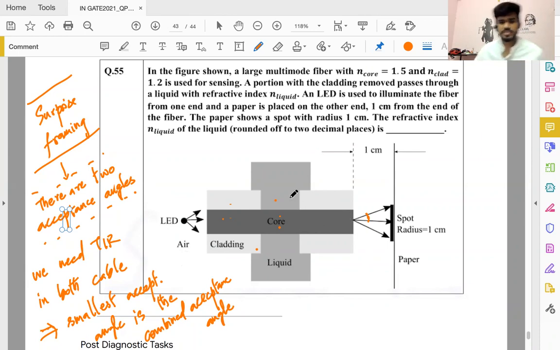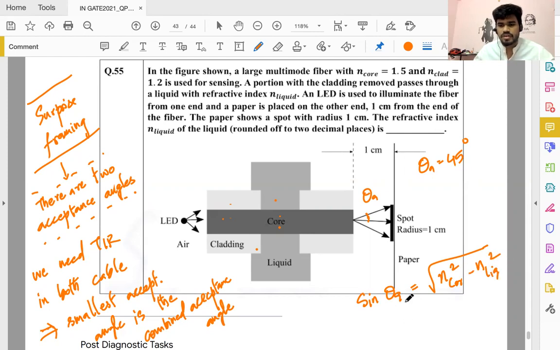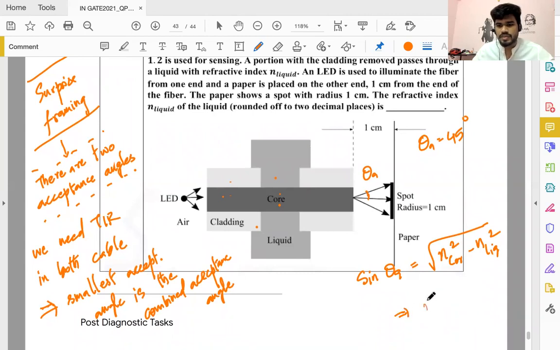Okay, so let's presume the core liquid interface gives the smallest. You notice at the end of the day, this is a fiber optic cable. This has the least acceptance angle, let's say, if that turns out to be correct. So let's say theta A shows up due to the core and liquid. We know theta A is 45 degrees, 1 centimeter here, 1 centimeter here. So sine of theta A is the square root of, we have to presume this and verify whether that's correct, n core squared minus n liquid squared. We know theta A. Can we quickly find out n liquid?